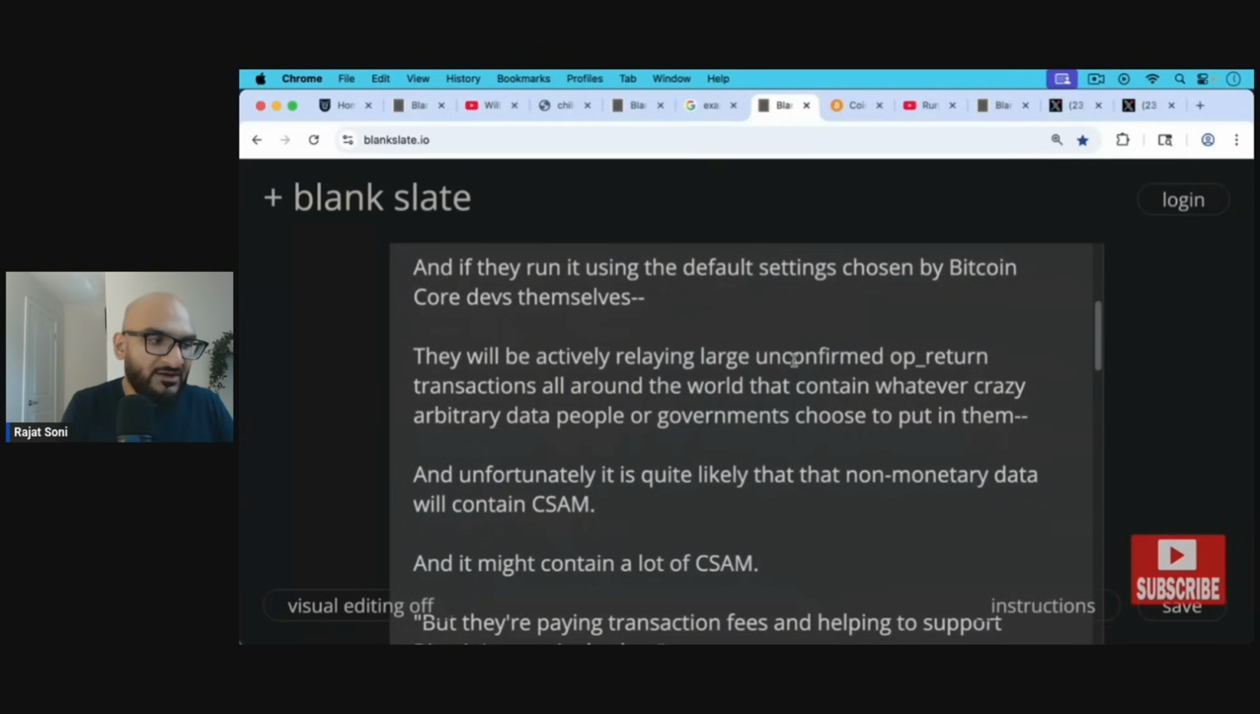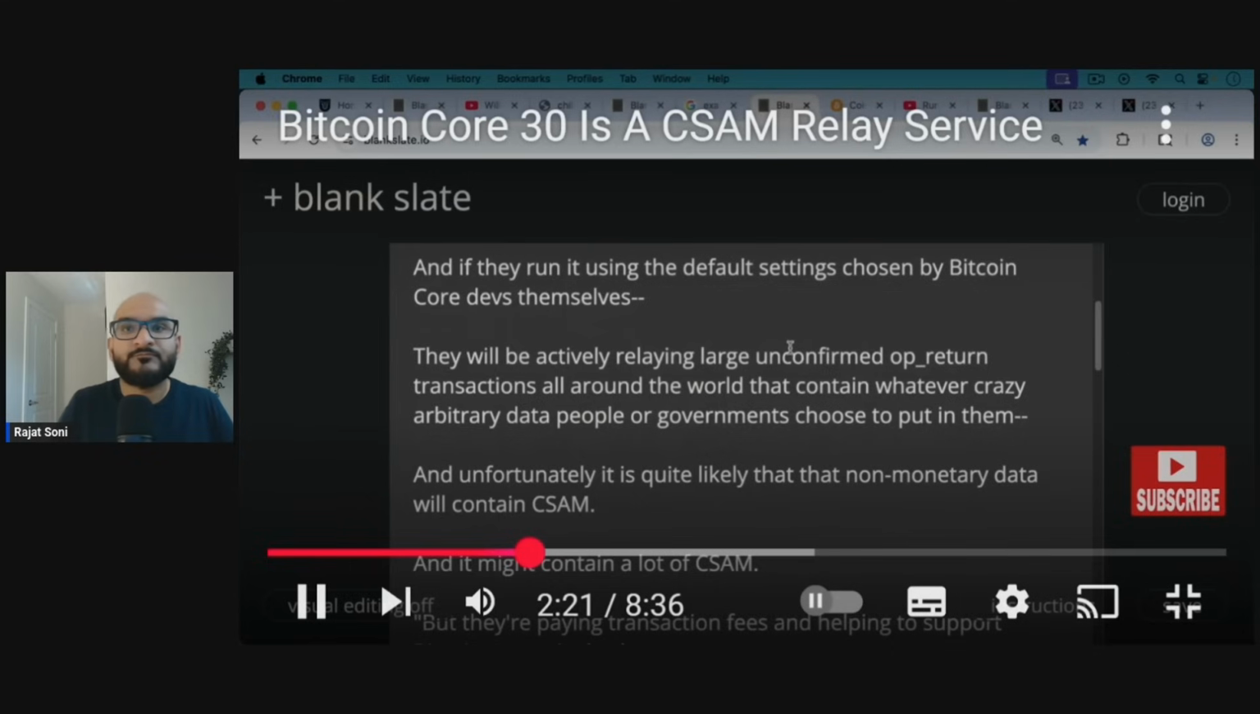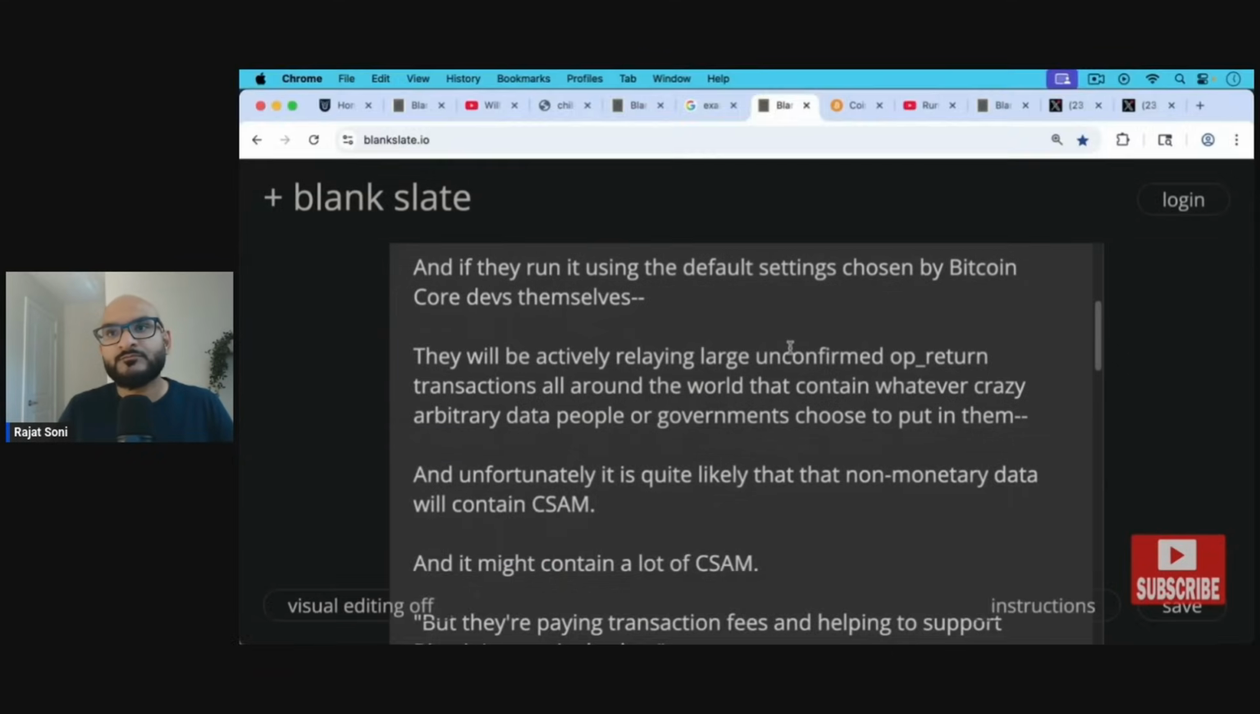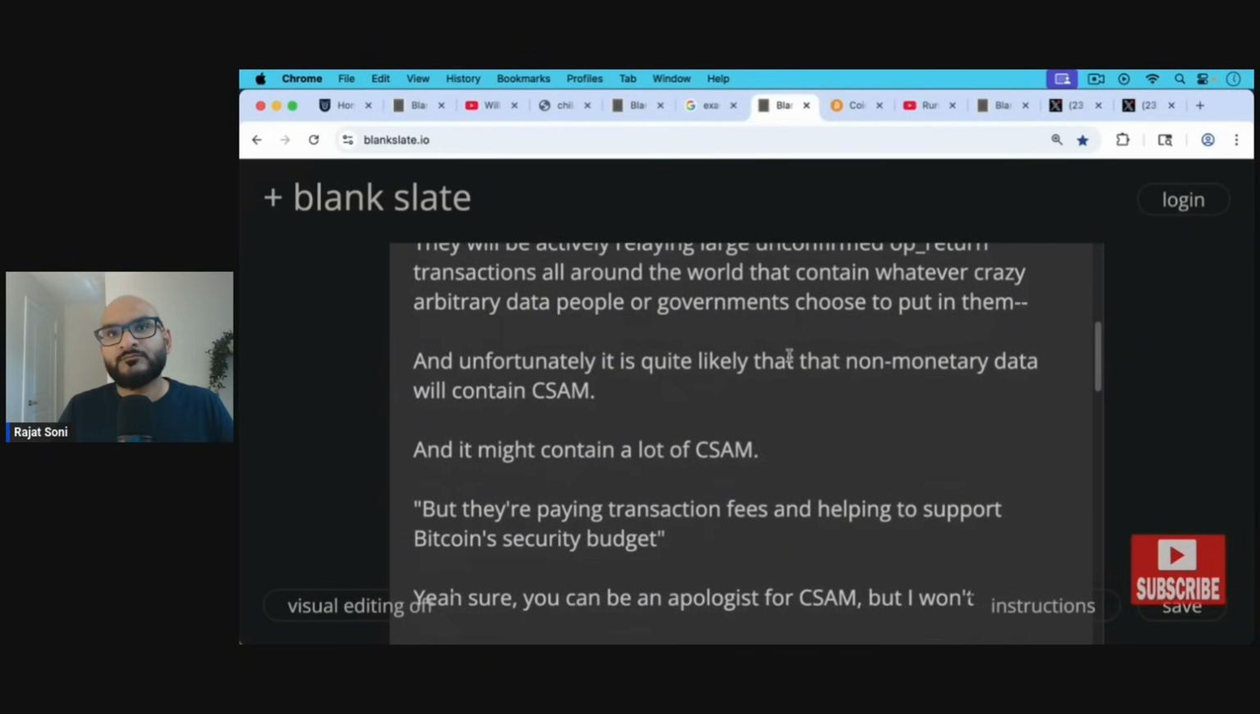So once they get that picture or that media on your computer, on your node, how are you going to reverse it? You really can't. You can't get rid of it at that point. It's on there. And any data that goes on a computer, I'm sure there's probably some way to scrape that data and get that data off your hard drive and implicate you for a crime that you maybe didn't even know you were committing. Unfortunately, it's quite likely that that non-monetary data will contain CSAM. It might contain a lot of CSAM, unfortunately.